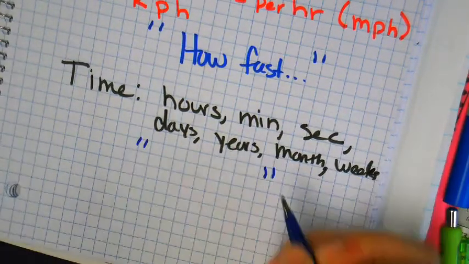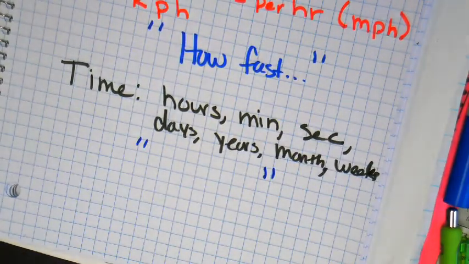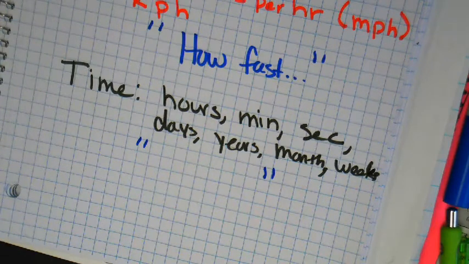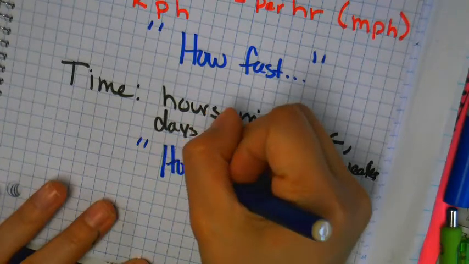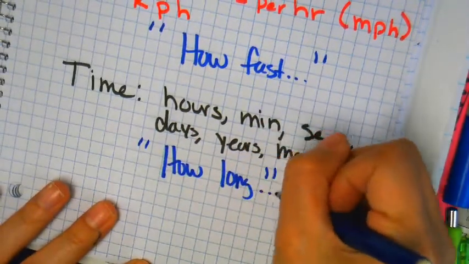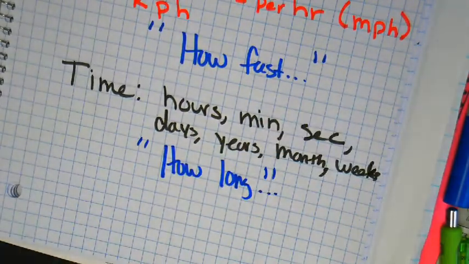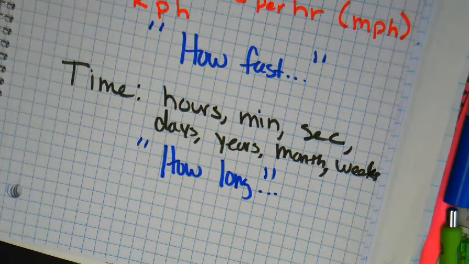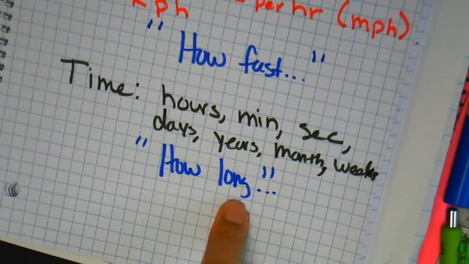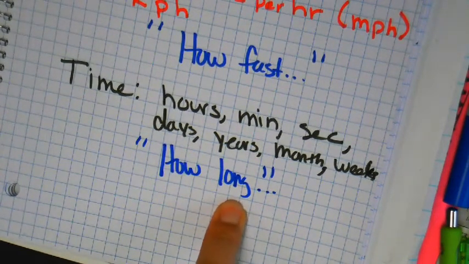What would be the question? How would the question start for time? How long? Dot, dot, dot. You wrote this down, because when you're doing word problems tonight for homework or tomorrow night, it's these words that you're looking for. How fast, how long, how far. Unfortunately, when students read how long, they think it's distance. But it's not. It's time.